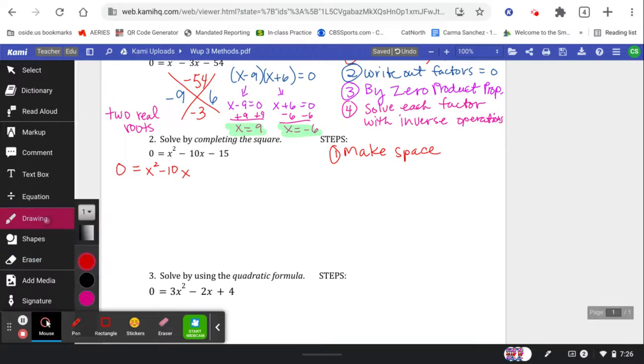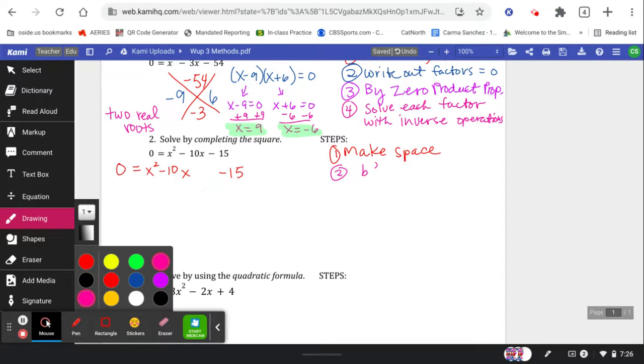So if you're doing this from home, you're going to have a different number than the students had in class, and that's totally fine. But so we're going to make space by bumping over that -15. Okay, next step, you got it, is the B work. It means we take whatever our B is, our middle term, and we divide it by 2, and we square that because we're trying to complete the square. So half of -10 is -5. -5 squared is 25.